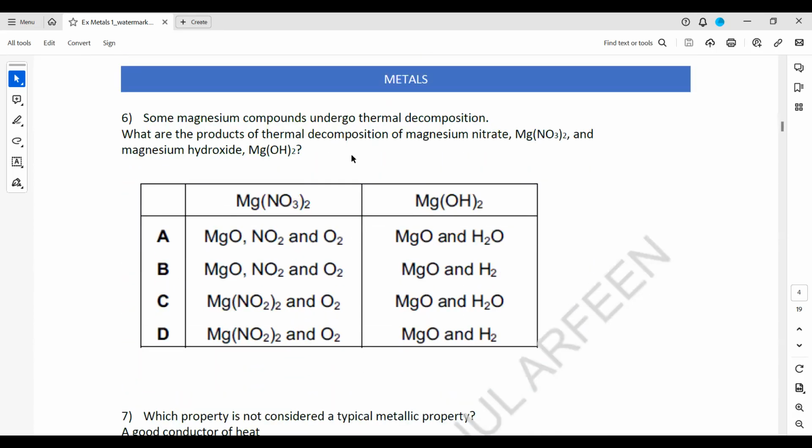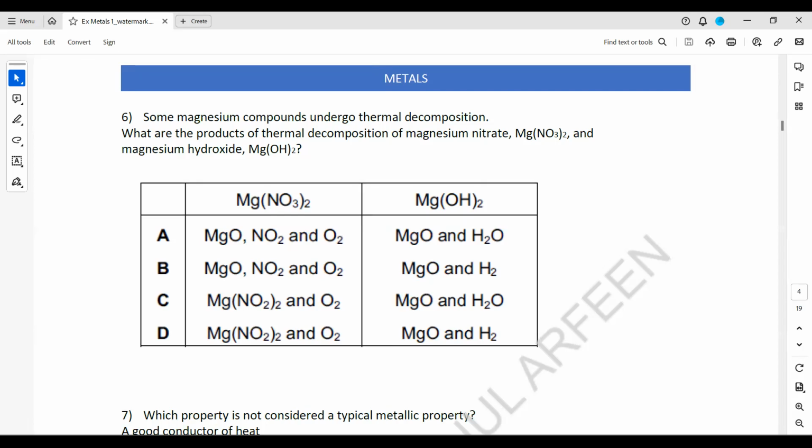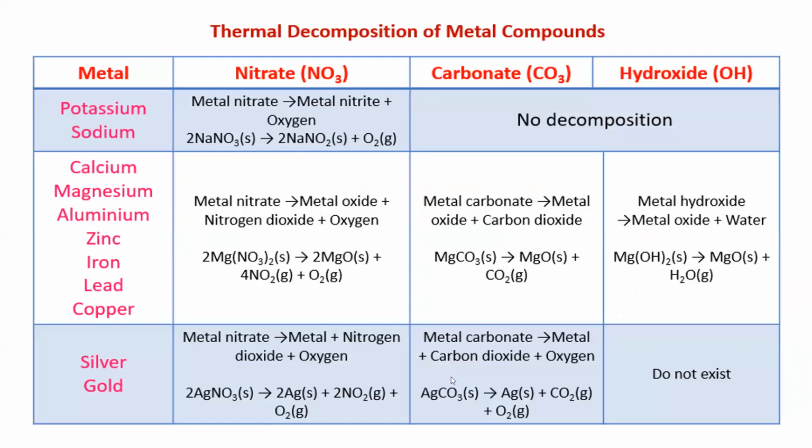Then this is about thermal decomposition. I have just shared that table with you. Actually, you have to learn this. If we have magnesium nitrate, like a metal nitrate, and you supply heat energy to the magnesium nitrate, it will result in the formation of magnesium oxide plus nitrogen dioxide plus oxygen.